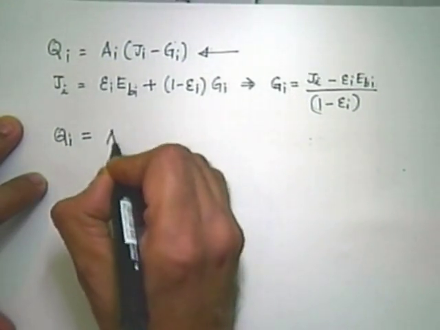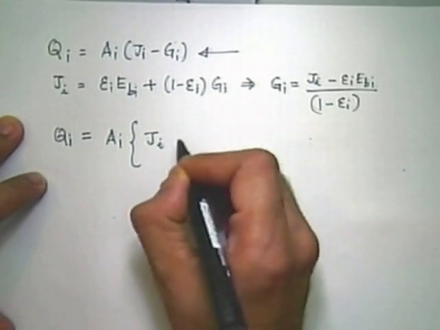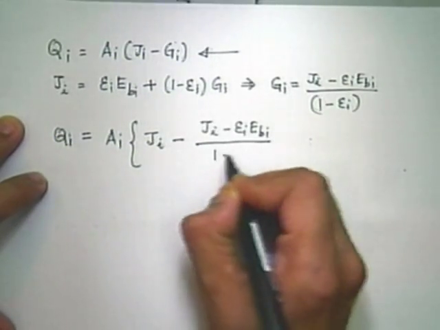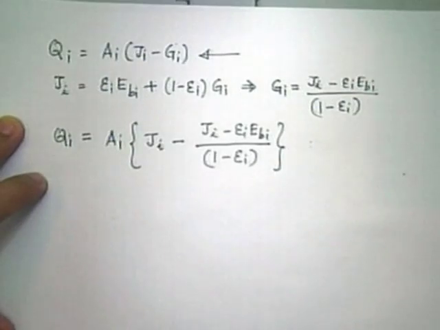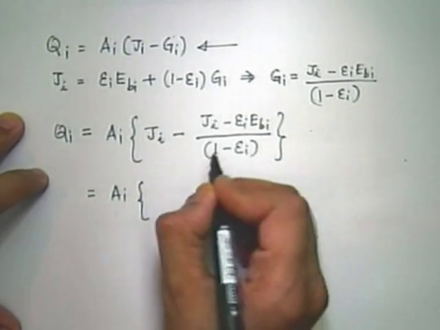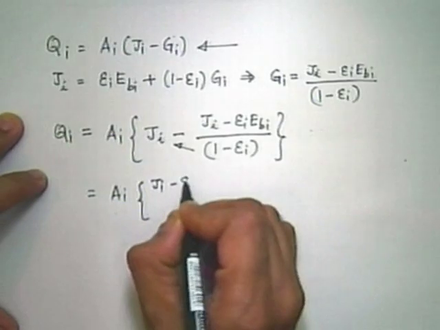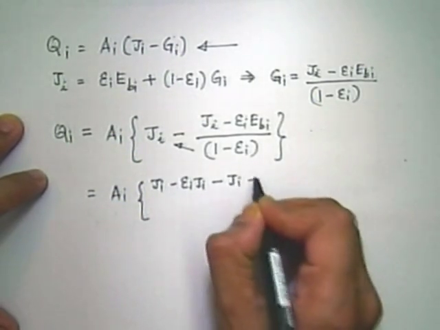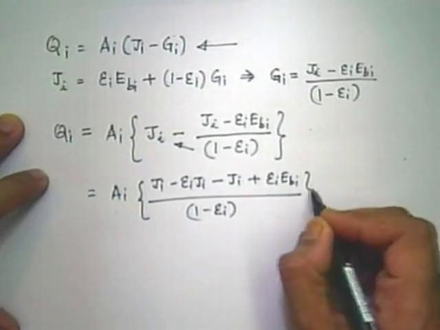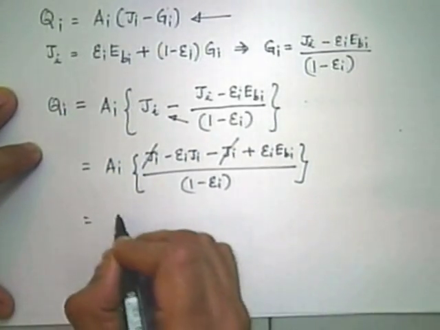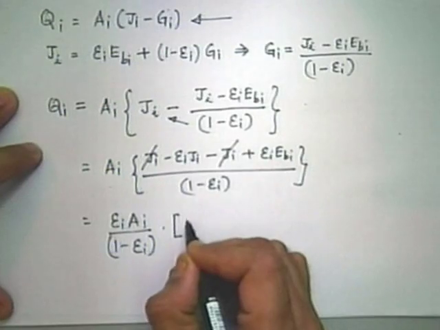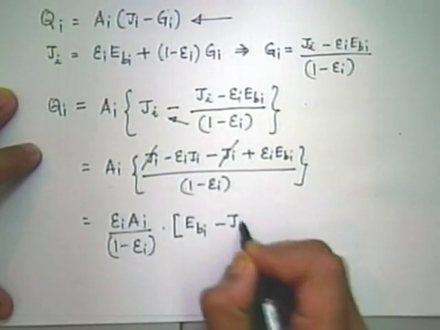Therefore, Qi is equal to Ai times Ji minus epsilon I Ebi divided by 1 minus epsilon I. What does this give me? Let us do the maths here: Ji minus epsilon I Ji minus Ji plus epsilon I Ebi, divided by 1 minus epsilon I. Ji cancels off, and I get epsilon I Ai divided by 1 minus epsilon I, times Ebi minus Ji.